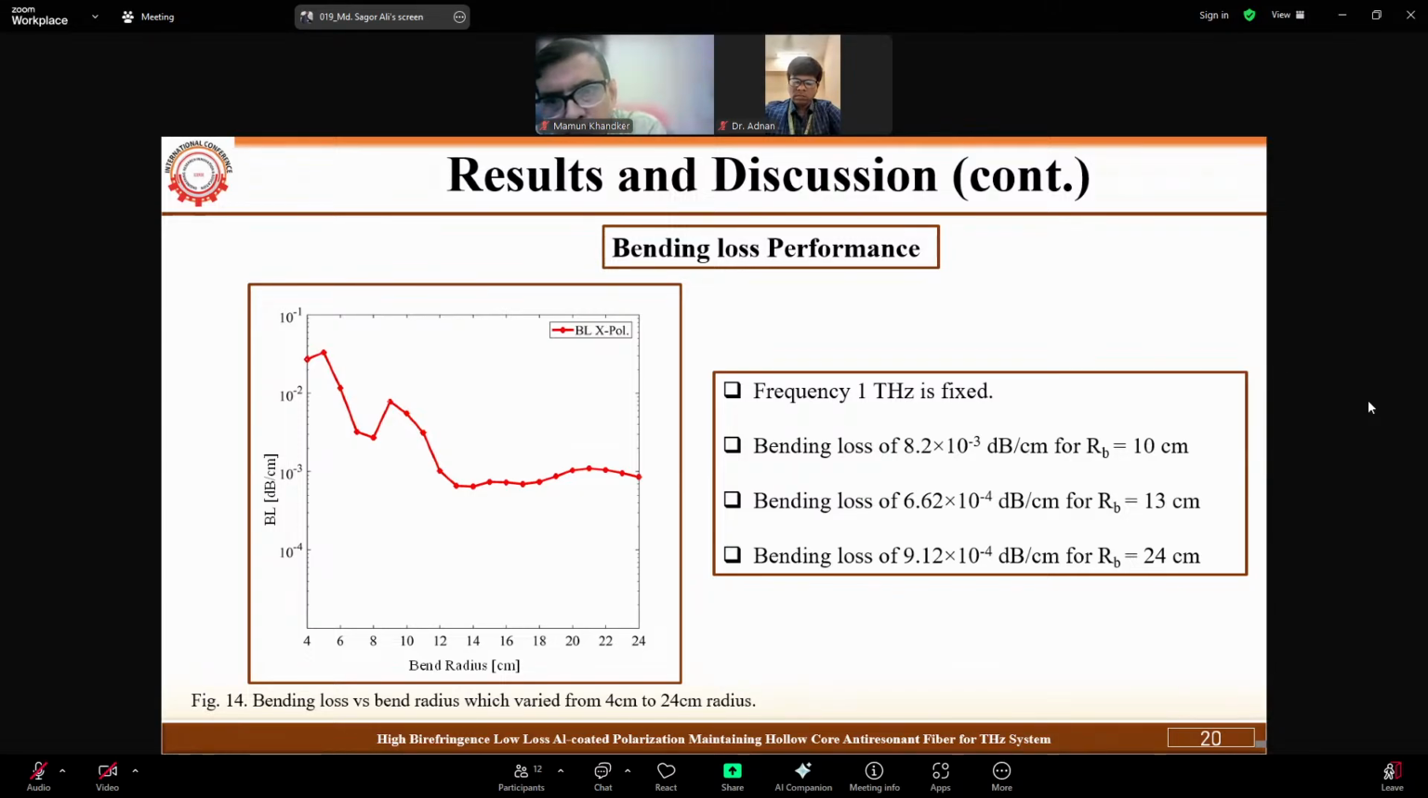Bending loss of 6.62 × 10^-4 dB per centimeter for 13 centimeter. Bending loss of 9.12 × 10^-4 dB per centimeter for bend radius 24 centimeter in this figure.